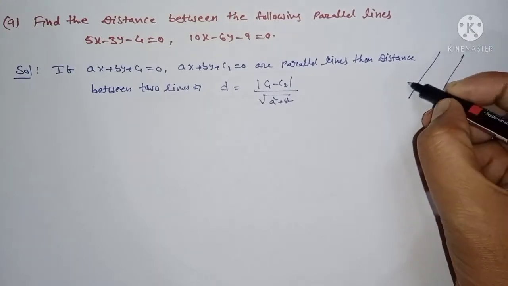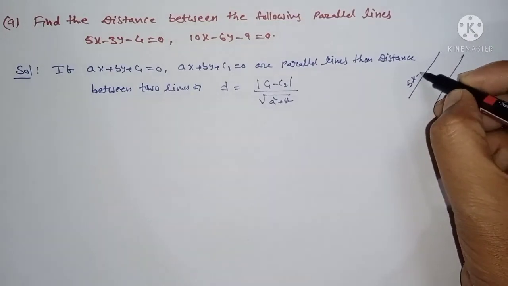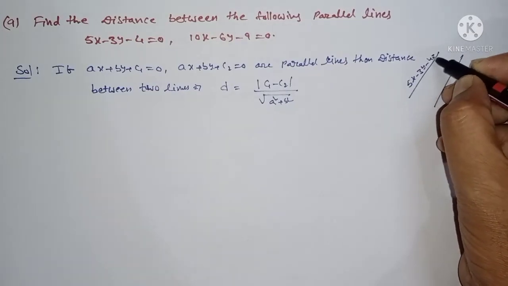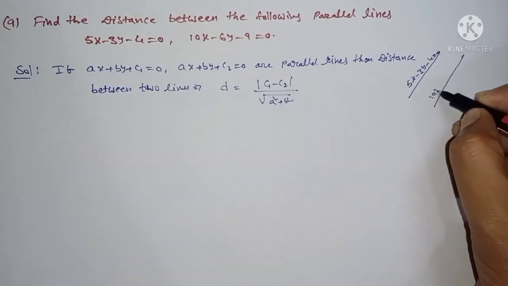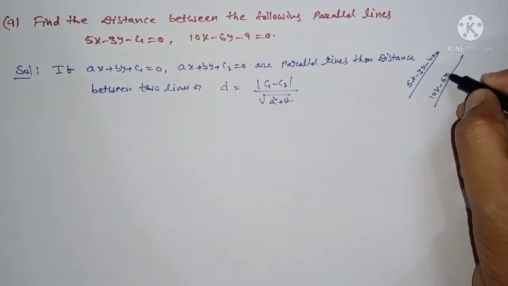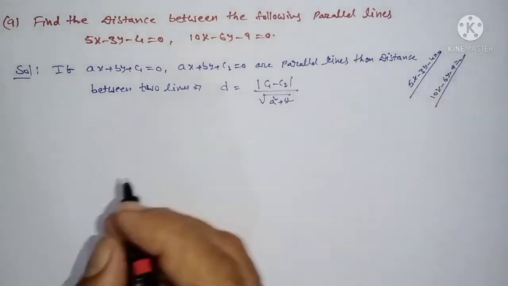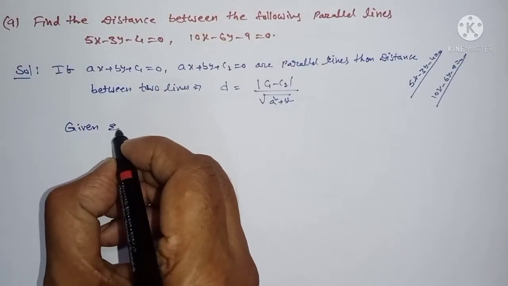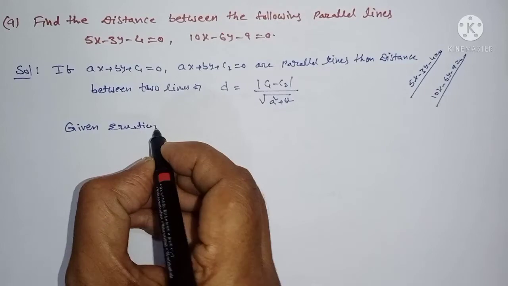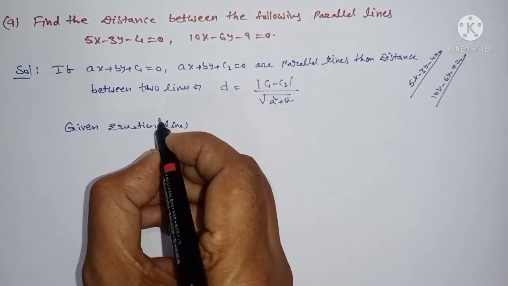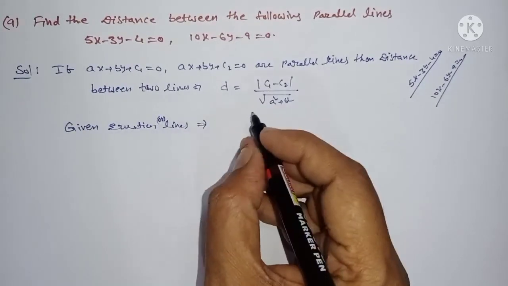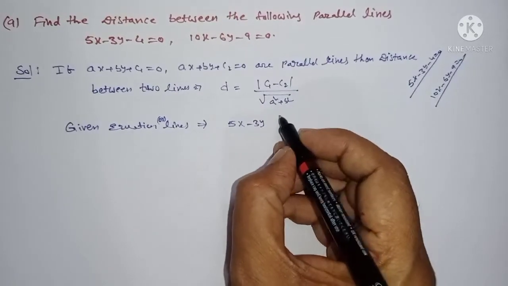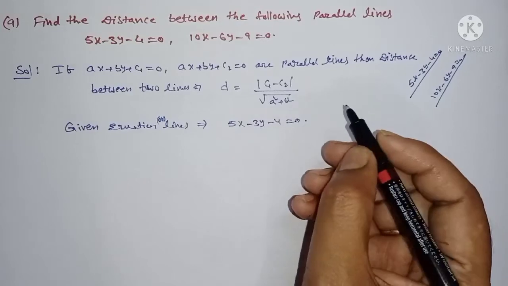First one is 5x minus 3y minus 4 is equal to 0. Second one is 10x minus 6y minus 9 is equal to 0. These are the given equations. To observe here, the given equations are lines. What is given here? 5x minus 3y minus 4 is equal to 0.